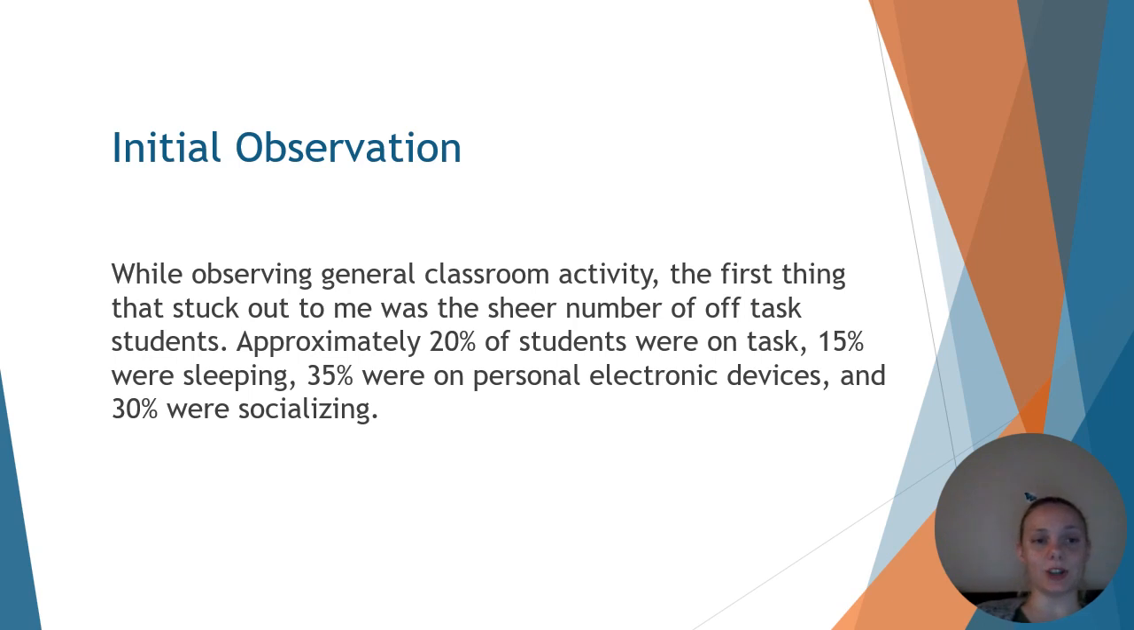So upon my initial observation of general classroom activity, the first thing that stuck out to me was the sheer number of off-task students. Only approximately 20% of students were on task. Approximately 15% were sleeping. Approximately 35% were on personal electronic devices, such as cell phones or tablets, and approximately 30% were socializing with peers.